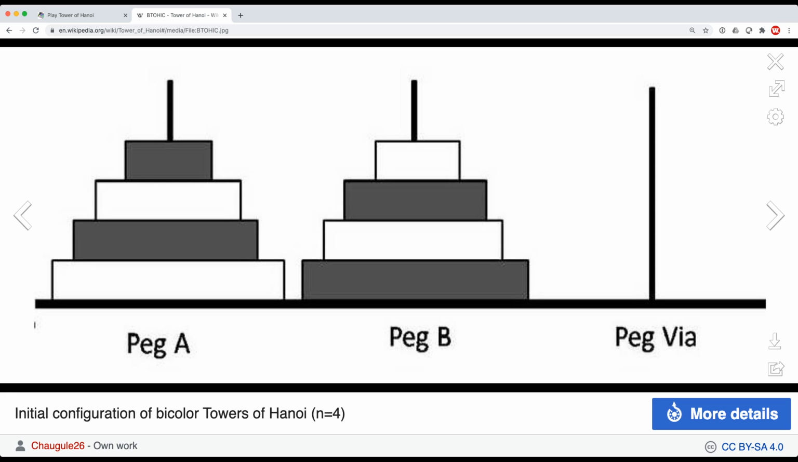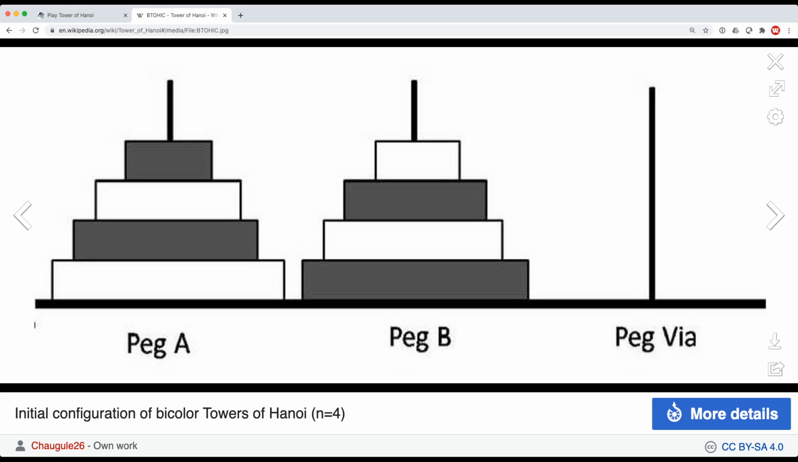One set is black, the other set is white, but they're arranged alternately, so you've got white, black, and on the other peg, black, white. The object of the game is to sort them so that you have all of the black ones in a pyramid, where they go up in order, and ditto with the white ones. And that, as it turns out, is exceedingly tricky.